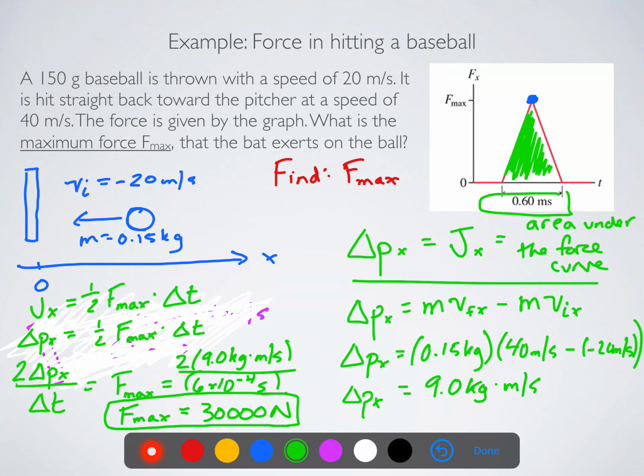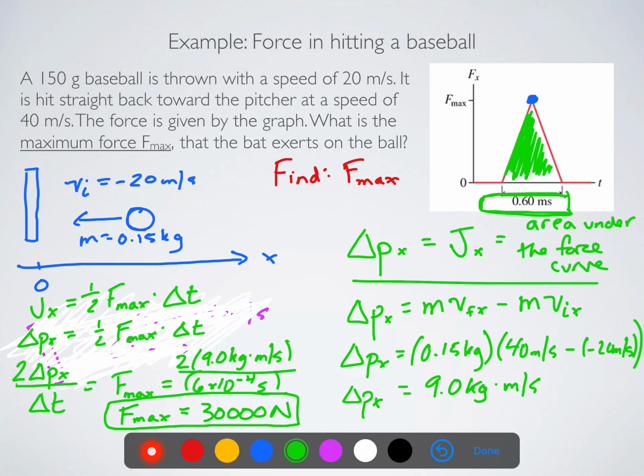Here is what is very tough about these problems: 30,000 newtons sounds like a ridiculous amount of force. It sounds way too high. However, that amount of force makes sense for this because we changed our velocity by 60 meters per second in 0.6 milliseconds. In order for us to do that, we would have to deliver a large amount of force.